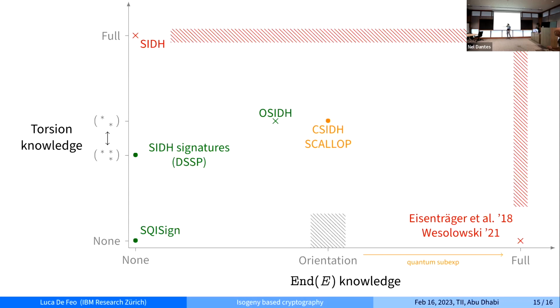And then in the lower left corner, you have SQIsign, this famous signature, which I said is going to be the herald of isogeny-based cryptography in the next years, which, as far as we know, modulo some very complicated technical details, has no torsion information and no endomorphism ring information given to the attacker. And so here it should be the safest among all these problems.